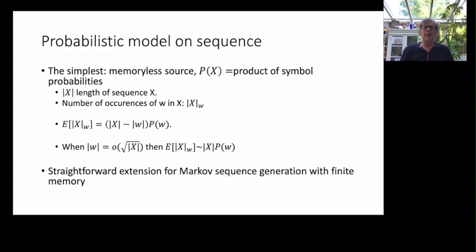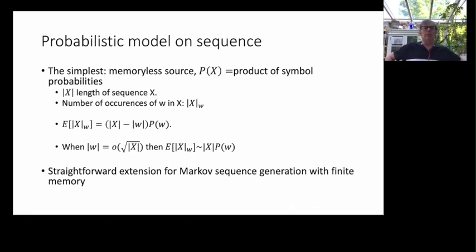You can imagine around the pattern matching problem probabilistic models on sequences in order to infer how performant the algorithms are, what is the expectation of the performance. The simplest of those models is the memoryless model, where the probability of a sequence is the product of the symbol probabilities. It means that each symbol occurs independently of the previous and the next symbol.